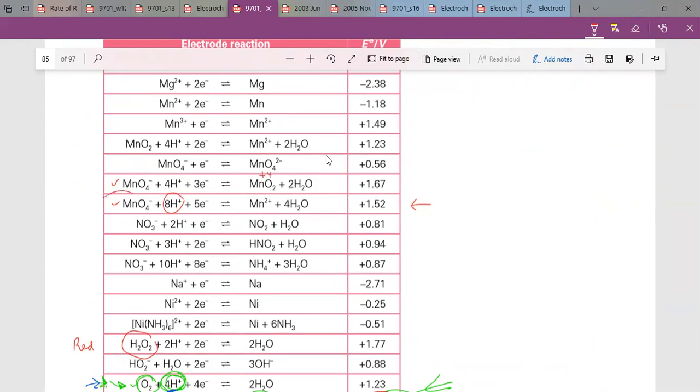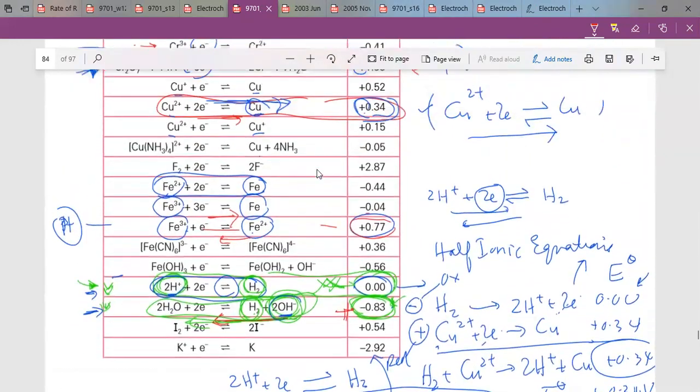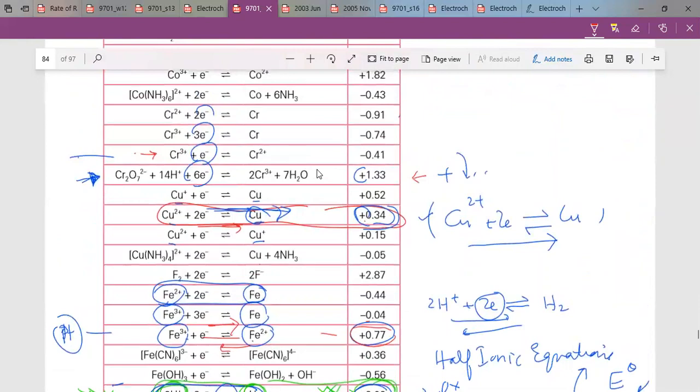So we want this one. Plus very big, no? Plus means whoa, very feasible, very powerful. Plus 1.5 and can take 5 electrons. Don't worry about the comparison, don't come to that first. And for your dichromate, it is plus 1.23. That means it's less positive.